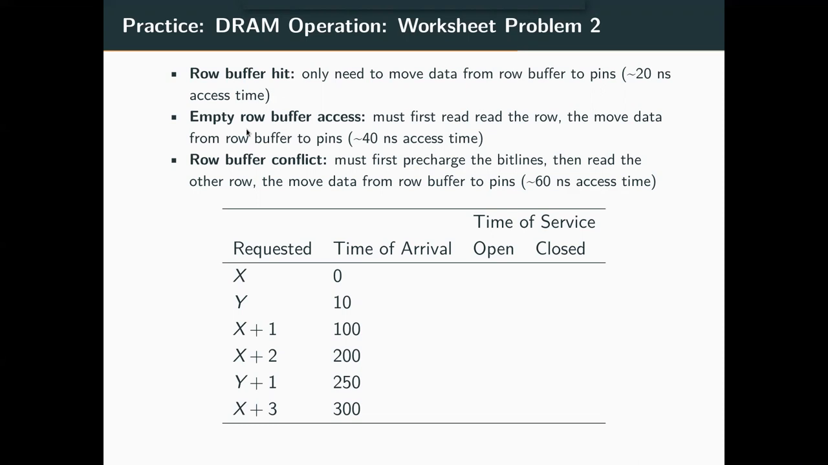If we have a row buffer conflict, then we have to precharge the bit lines, which means put the row back where it was, then read the new row, and then move the data from the row buffer down to the pins, and that's going to take 60 nanoseconds. Okay, so any questions on this example before I give you a minute or so to work on it? Okay, cool.